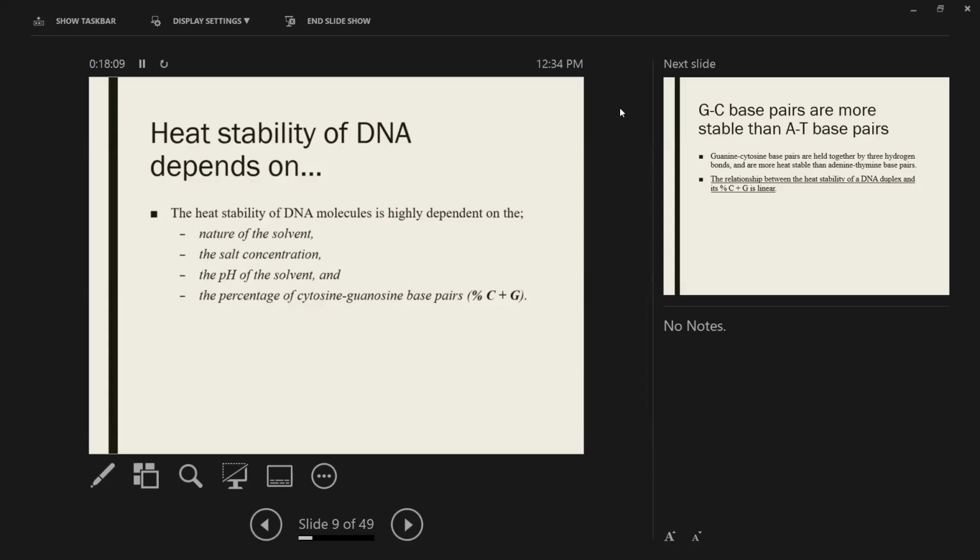pH is a solvent. High pH, low pH. Now you start to disrupt the bases because they're weak bases. That disrupts the Watson-Crick structure. So the pH is that of DI water. And then the percentage of the guanosine-cytosine base pairs. And then also, not listed here, the length of the molecule.